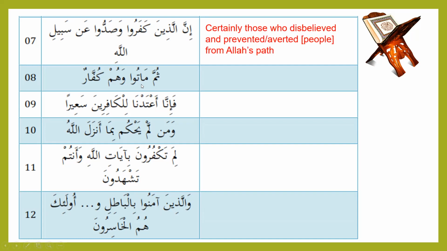Ahsan. Okay, do one more. Thumma matu wa hum kuffar. This vav is vav haliya. So when you do the translation, you translate it as while, or in the state of. So this vav is vav haliya. Don't translate it as and.